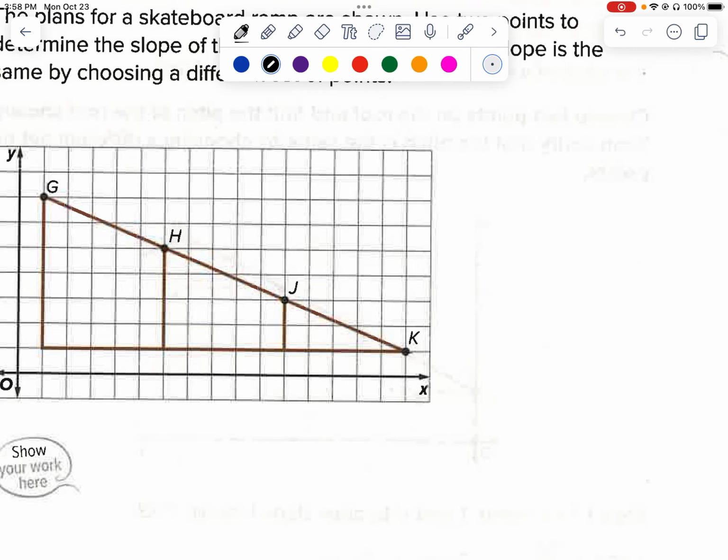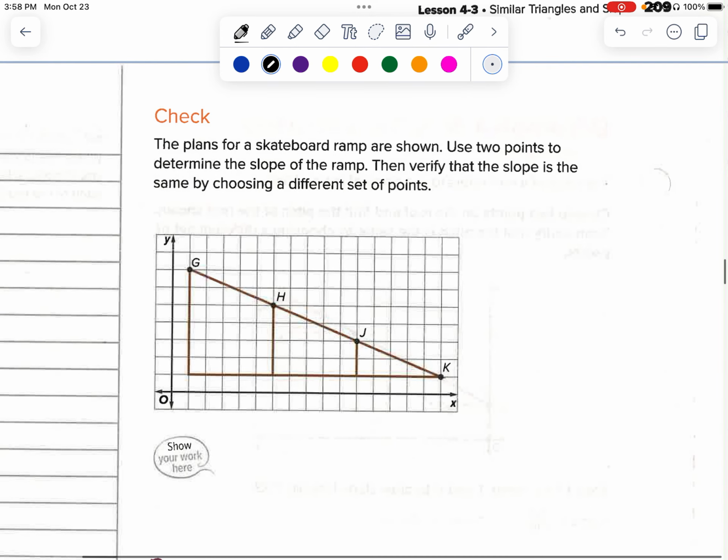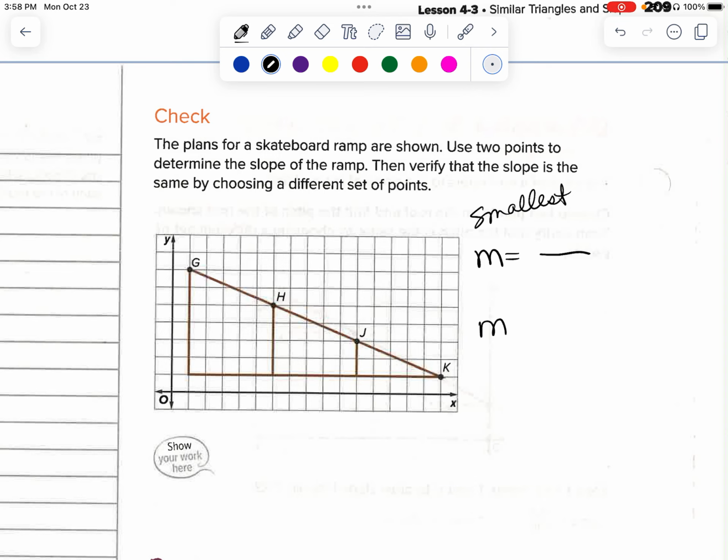Okay, so here we go. Sorry. I'll do all of them. Let's do this. Okay. The smallest triangle would be that. And then the medium triangle, and then the large. Okay, so here we go.